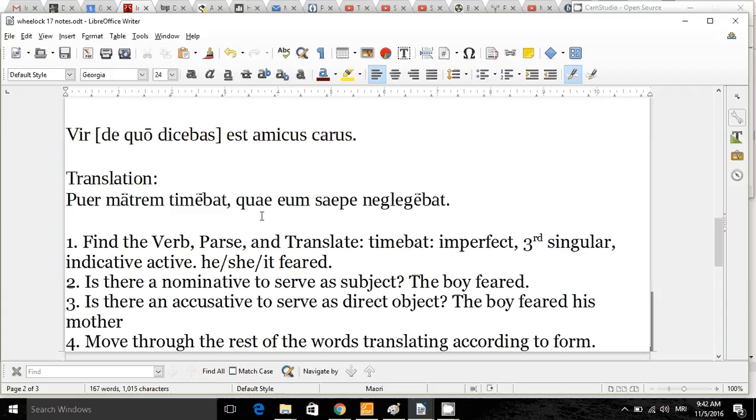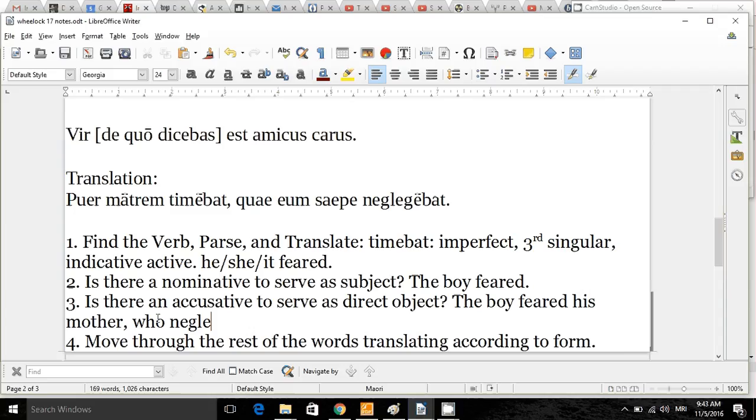Now I need to go back and do the same thing again for this clause. Where's my verb? Negligebat. It's the same. It's imperfect, third singular. He, she, or it neglected. What's the nominative to serve as the subject of that verb? Well, the only thing in the nominative in this clause is quae, which means who. So who neglected? That's the core of that clause. So we'll add that to our sentence.